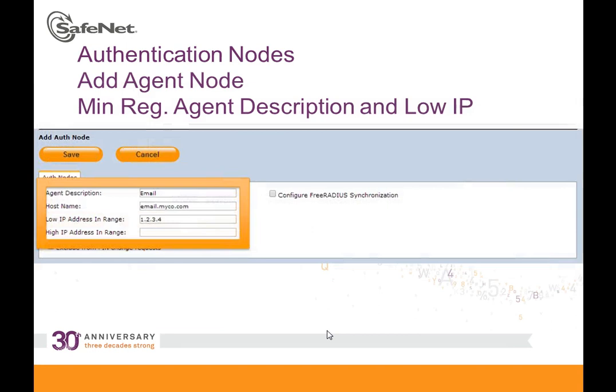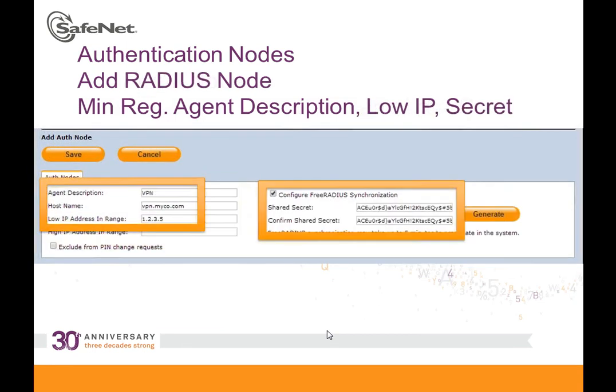So when we add an agent node, there are two things that can authenticate with SAS. One is RADIUS, one is agents, and the agents also include APIs, the Java and .NET based APIs. So we must register these auth nodes against SAS in order for them to be able to authenticate. The minimum requirement is a description and an IP address. When we're adding a RADIUS node, again, the minimum requirement is a description, an IP address, and a shared secret. It may take a few minutes for the authentication node to be registered.